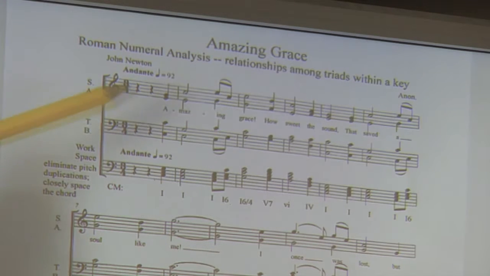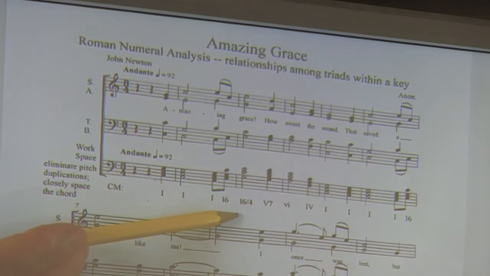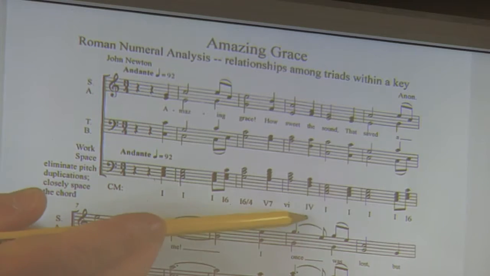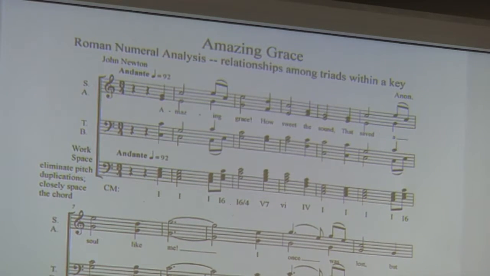3/4 time. Our first chord, of course, is C major, but we're in a certain key, C major. So we call this a 1 chord or a tonic chord. 1, 1, 1, 6, 1, 6, 4, 5, 7, 6, 4, 1, 1. They are related to each other structurally.